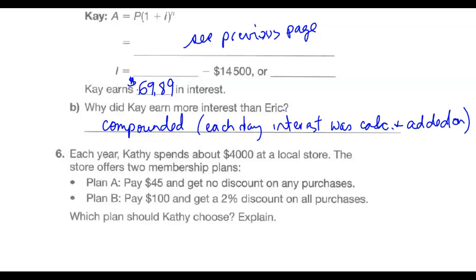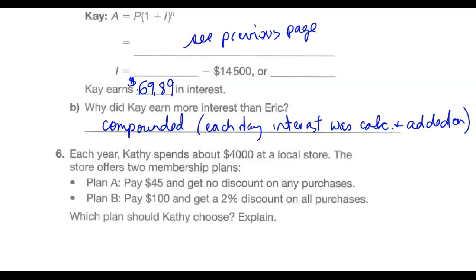Okay, next one. Each year, Kathy spends about $4,000 at a local store. The store offers 2 membership plans. Plan A is pay $45 and get no discount on any purchases. Plan B, pay $100 and get a 2% discount on all purchases. Which plan should Kathy choose?